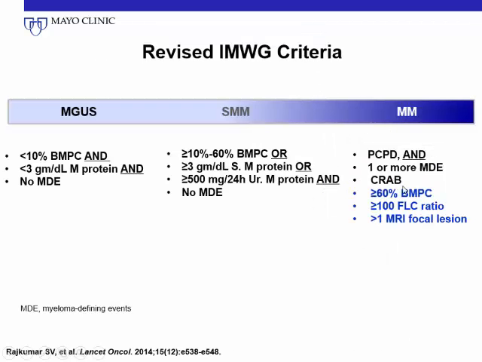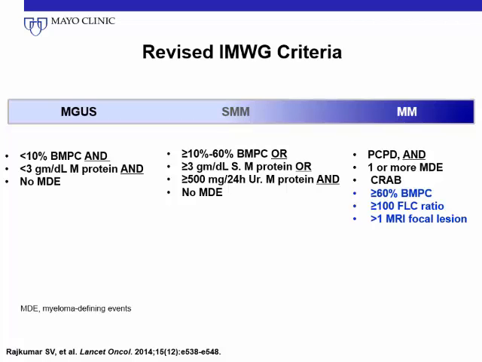is myeloma is defined as the presence or absence of myeloma defining events. There are 7 myeloma defining events that include the usual CRAB features, renal failure, anemia, hypercalcemia, bone lesions attributable to plasma cell disorders, as well as these 3 biomarkers that I mentioned to you. Any 1 or more of the myeloma defining events with 10% or more plasma cells in the marrow is myeloma.